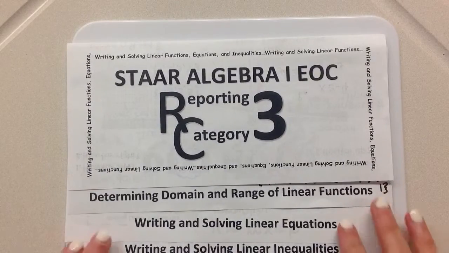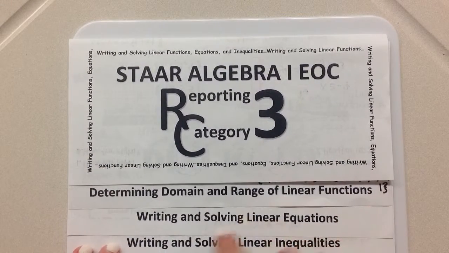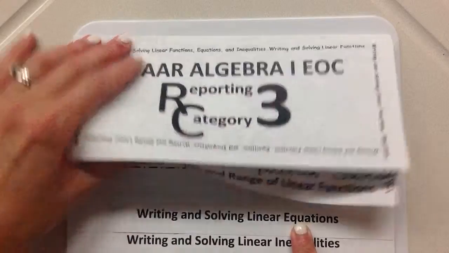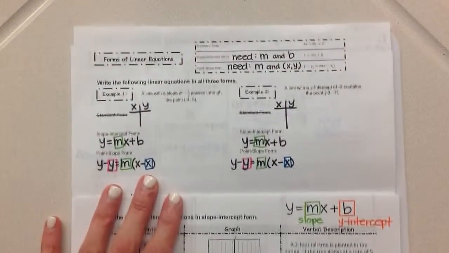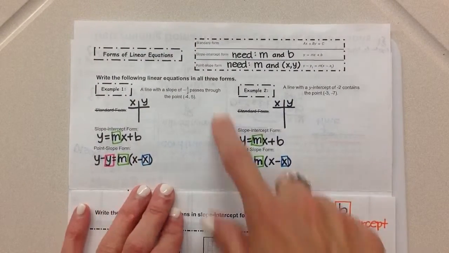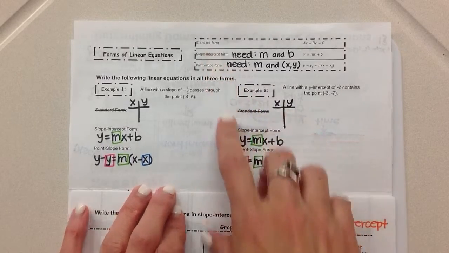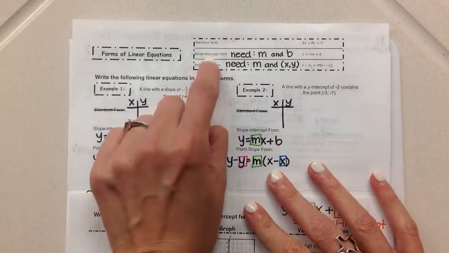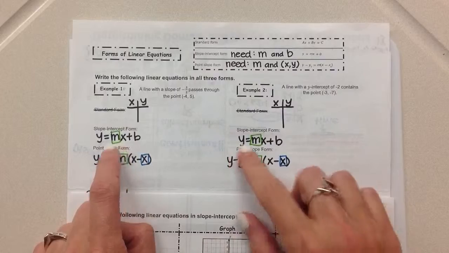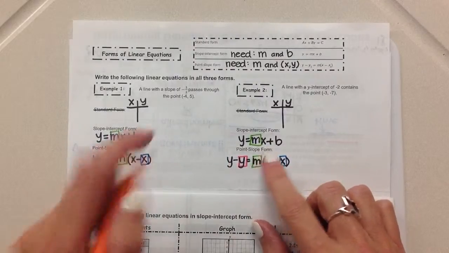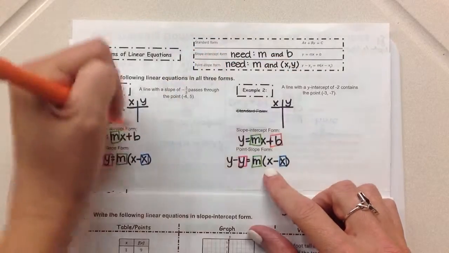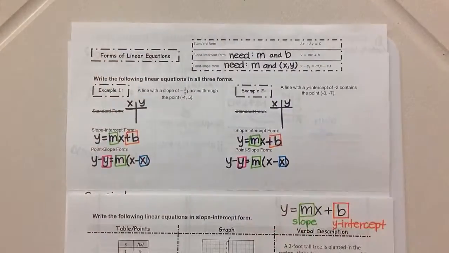Okay, so we're going to talk about category 3, and we're going to talk about writing and solving linear equations. We're going to open up to this part of our review book, and we're going to review the different ways that you can write an equation of a line. Slope-intercept form is y equals mx plus b, and you can get the slope, and you can also tell what the y-intercept is just by looking at the equation.